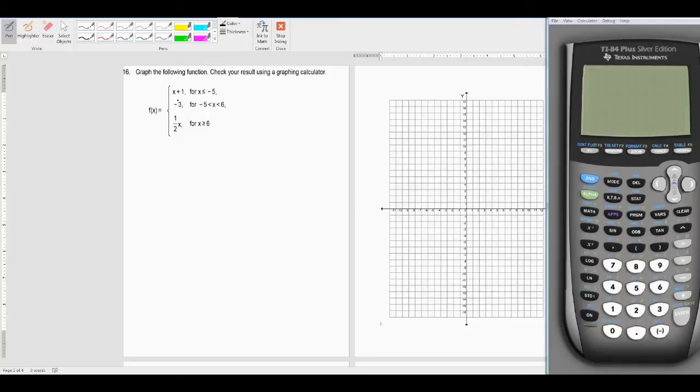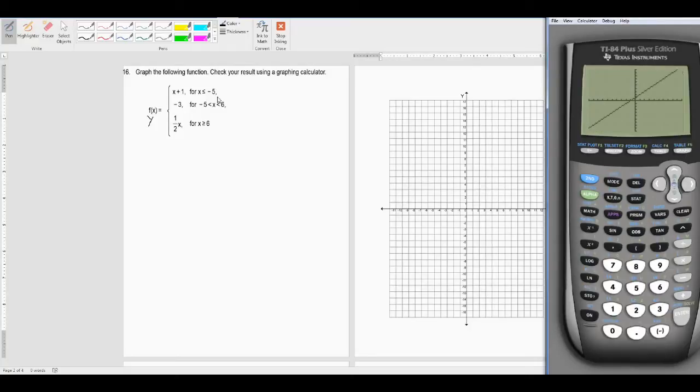So let's start with the first piece, which is f of x equals x plus 1 for x less than or equal to negative 5. So I'm going to go to my graphing calculator and go to y equals, because f of x is the same as y, in case you're wondering. I'm just going to type in x plus 1, then graph.